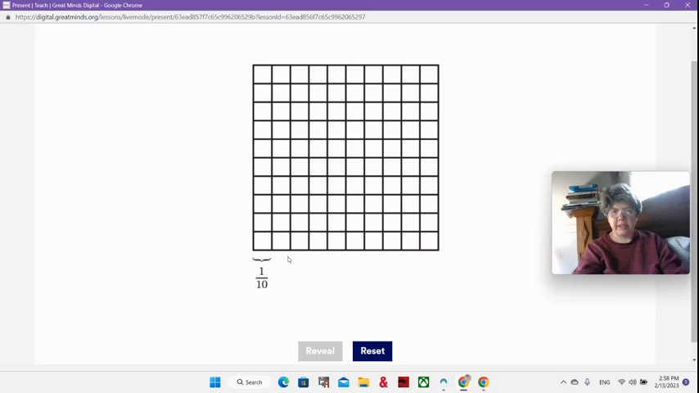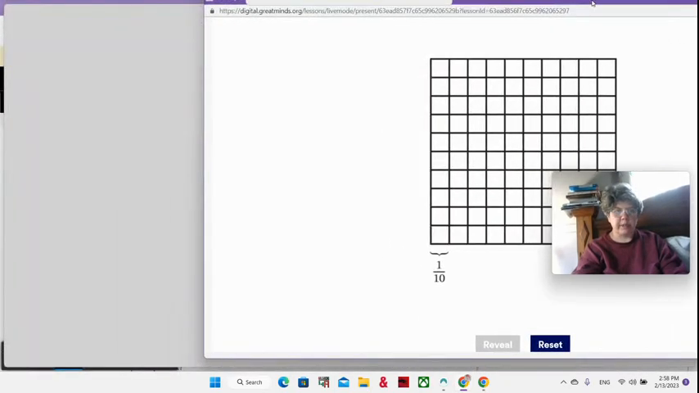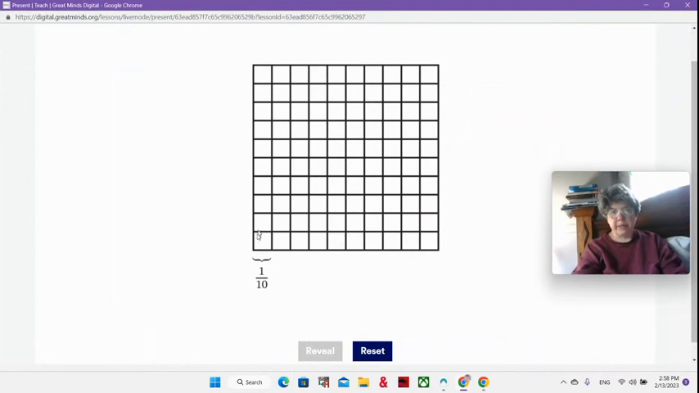So this little block here, if we could color it in, would be 100th, right? So that would be 1/10 of 1/10 or 1/10 times 1/10, right?